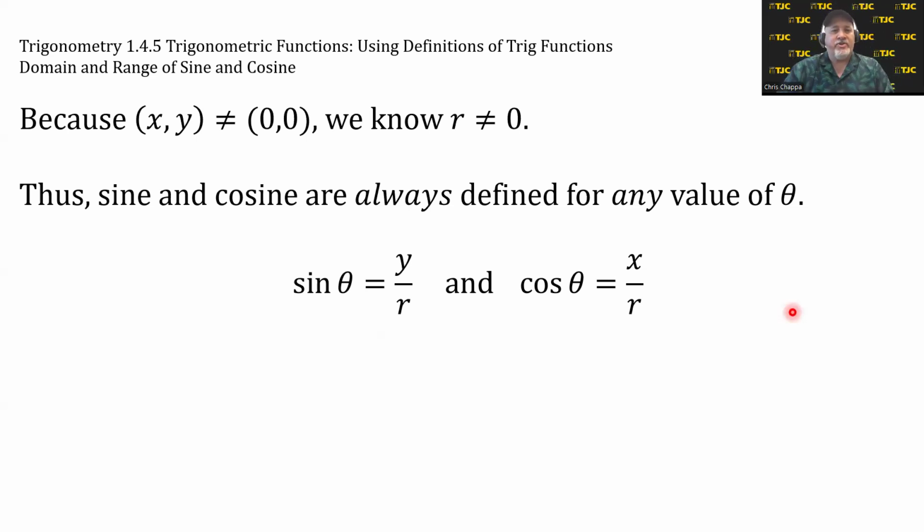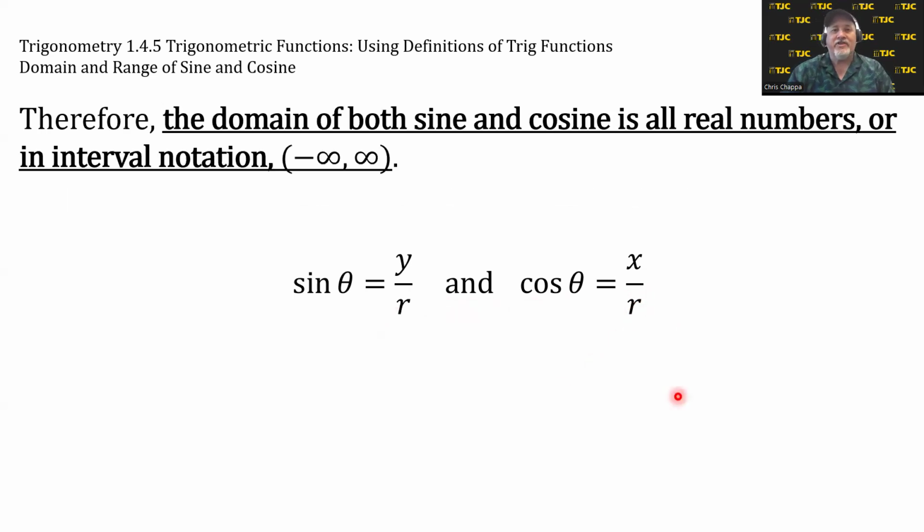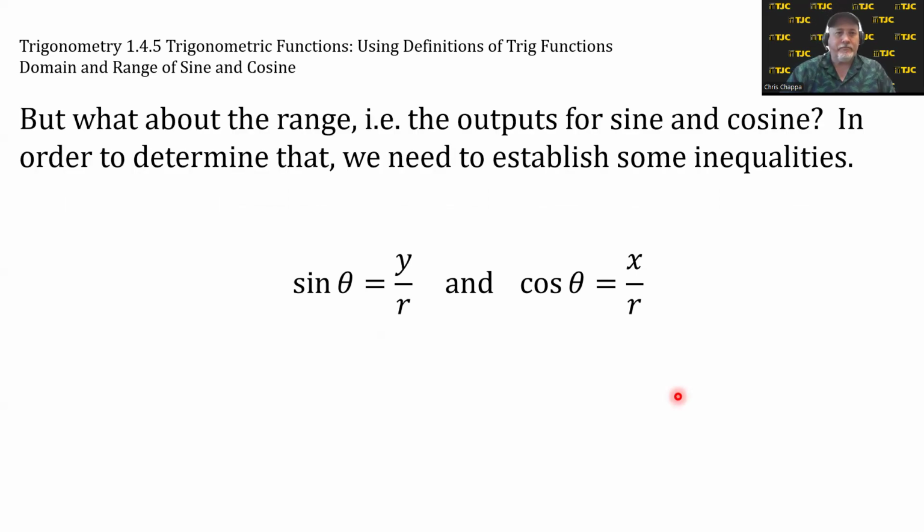Since r is never equal to 0, we know that sine and cosine are always defined for any value of theta. In other words, this fraction can never have 0 in the denominator. This simply means that the domain of both sine and cosine is all real numbers, or in interval notation, negative infinity to infinity. But what about the range? In other words, the outputs for sine and cosine. In order to determine that, we need to establish some inequalities.